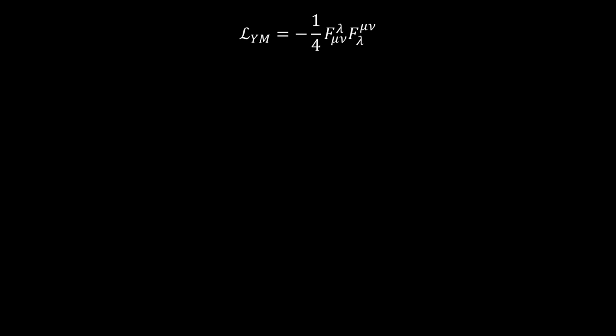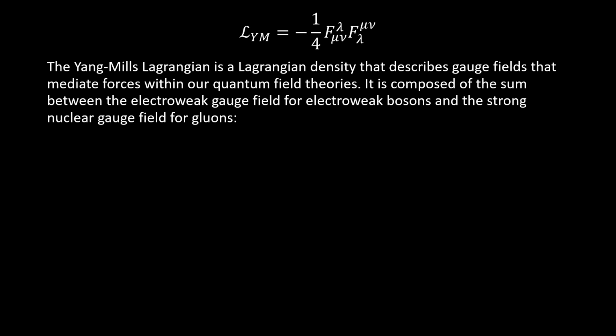Now let's see what these tensors are made up of. The Yang-Mills Lagrangian is a Lagrangian density that describes gauge fields that mediate forces within our quantum field theories. So in other words, these are not spinors, these are integer spin particles, similar to our photon. It is composed of the sum between the electroweak gauge field for electroweak bosons and the strong nuclear gauge field for gluons that hold our quarks together inside of atoms.